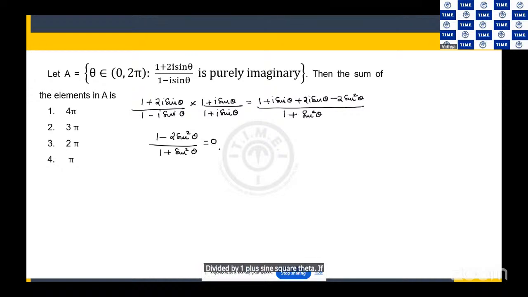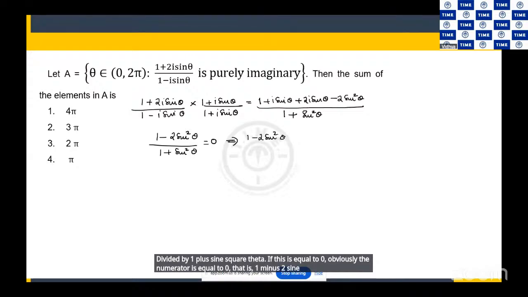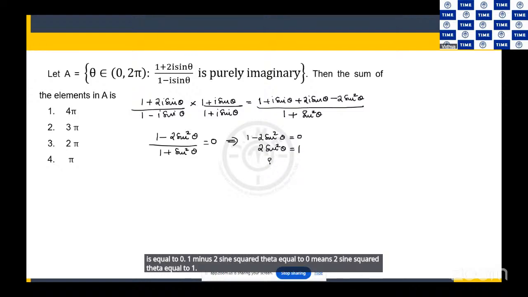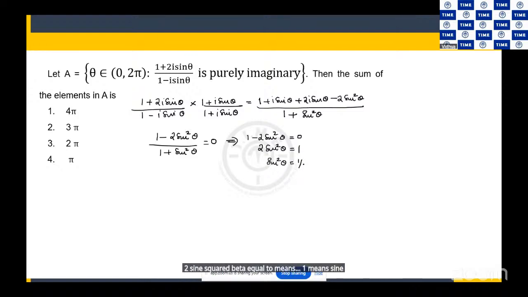If this is equal to 0, obviously the numerator is 0. That is, 1 − 2 sin²θ = 0, which means 2 sin²θ = 1, so sin²θ = 1/2. Now sin θ equals plus or minus 1/√2. We have to find all those θ in the interval 0 to 2π where the value is 1/√2 or −1/√2.